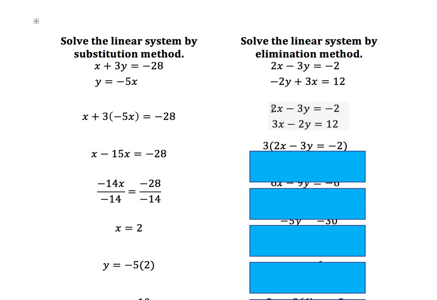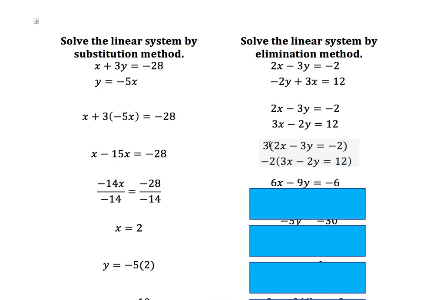So for opposite coefficients, if this coefficient is 2, then this coefficient should be negative 2, or with a negative 3 here, this should be a positive 3. So that's what I want to get. I want to eliminate one of my variables. So I've decided to multiply the top equation by positive 3 so that I can get rid of my x's, and my bottom equation I'm multiplying everything by negative 2.